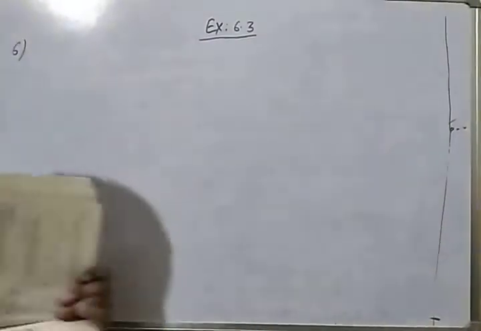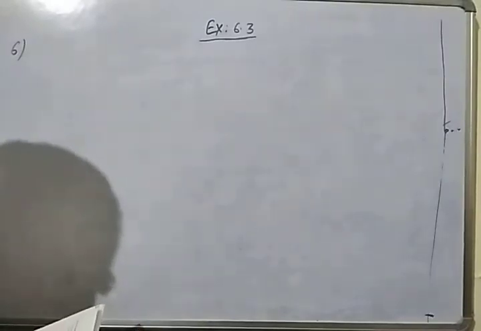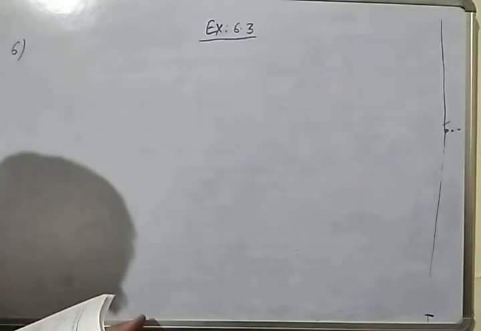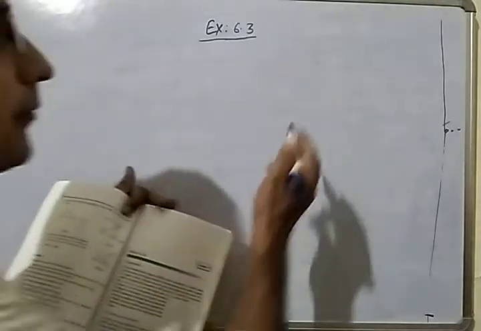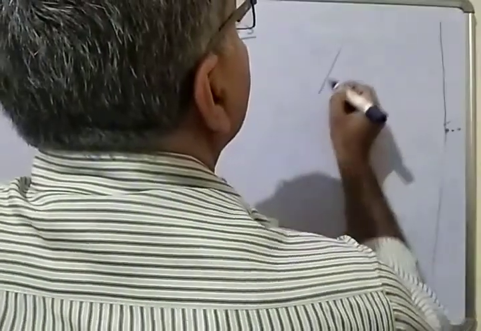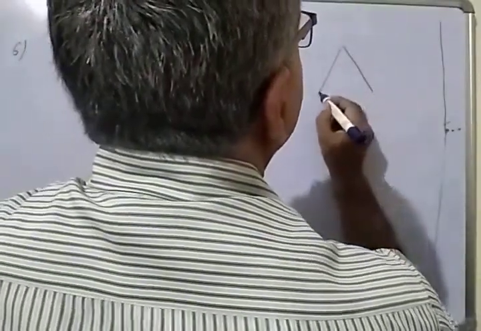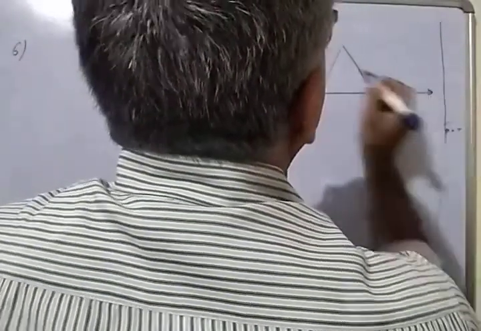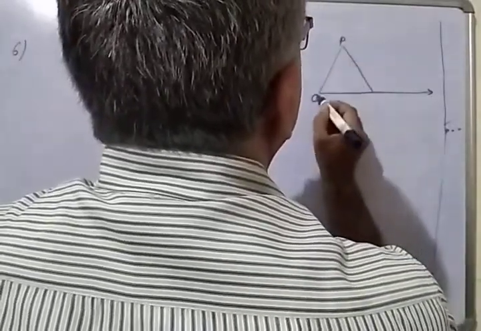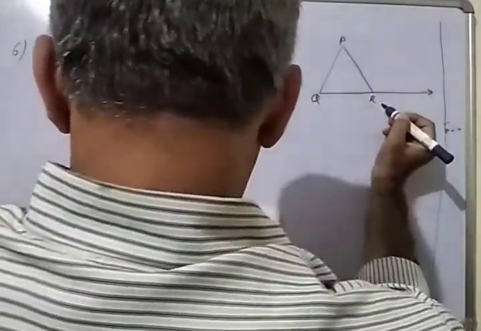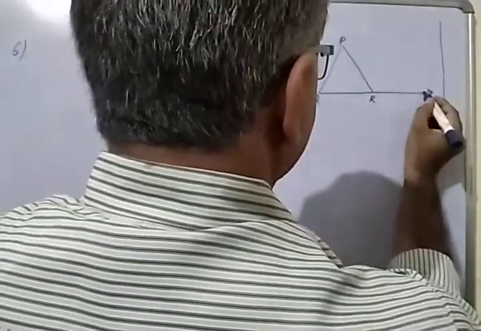Question number 6 is, in figure 6.44 the side QR of triangle PQR is produced. Here is the figure. This side is produced. QR is produced to point S. Here is point S.